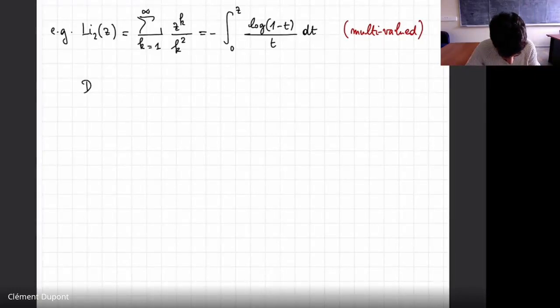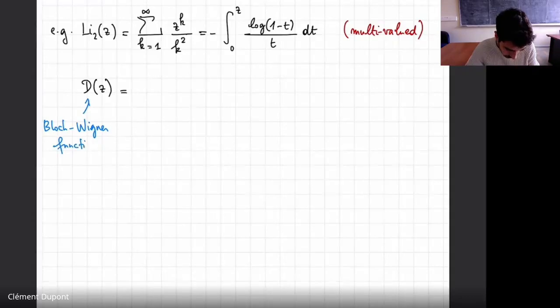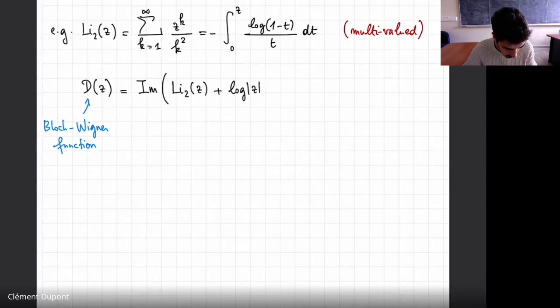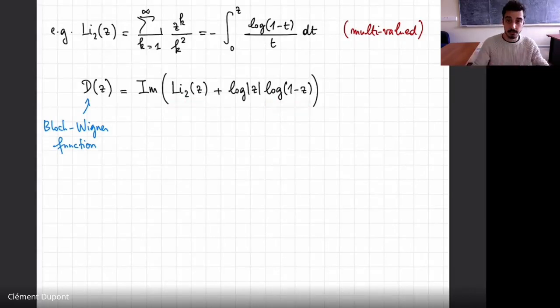And people have realized that there's a function that's better behaved in terms of multivaluedness, which is called the Bloch-Wigner function. One way to come up with this function is to compute exactly the monodromy of Li_2 of z and to concoct some clever counterterm that cancels the monodromy. In this case, the definition is as follows. You take the imaginary part of Li_2 of z plus log modulus of z times log of 1 minus z. Li_2 of z and log of 1 minus z are two multivalued functions. But if you take this sum and take the imaginary part, then it becomes a single-valued function with real values. So this is single-valued.